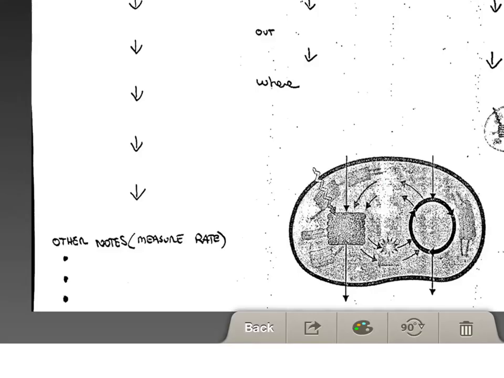Other notes: how do we measure how well a plant's going through the process? We can measure the amount of O2 that is being produced. So in the case of a plant, we could put a freshwater plant into water and see the bubbles being produced. Or you can measure the actual growth of a plant as well. These are the two easiest ways to determine how well a plant's going through the process.